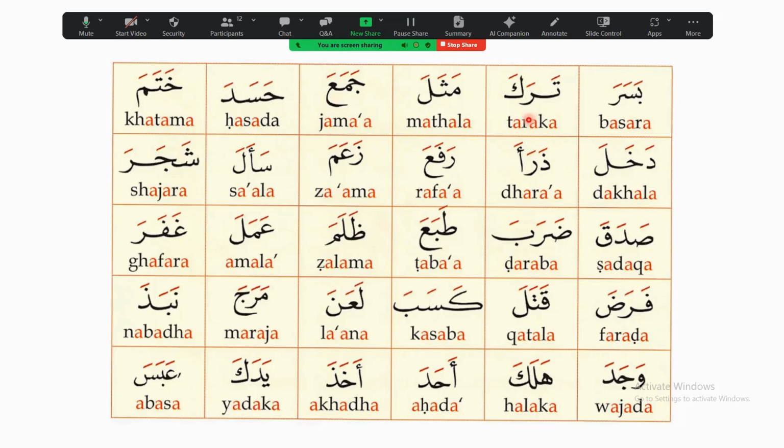Okay, so the next one is taraka, taraka. The ta letter is a light letter at the start with two dots on top of it. Ta. The next letter is a heavy letter. Ra. Okay, so I told you that there are seven letters which are always heavy, and then there are three letters that are sometimes heavy and sometimes light. So the ra letter is from those three letters, which are Ra, Alif, and Lam. These three letters, sometimes they are heavy, sometimes they are light.